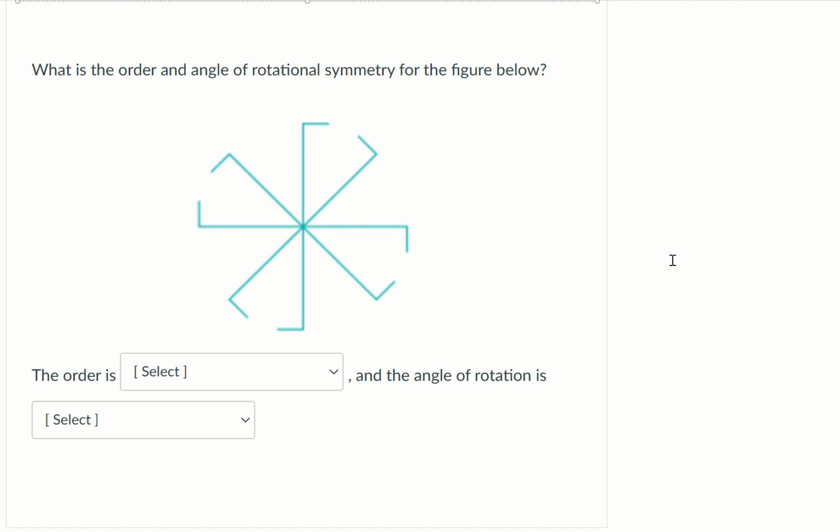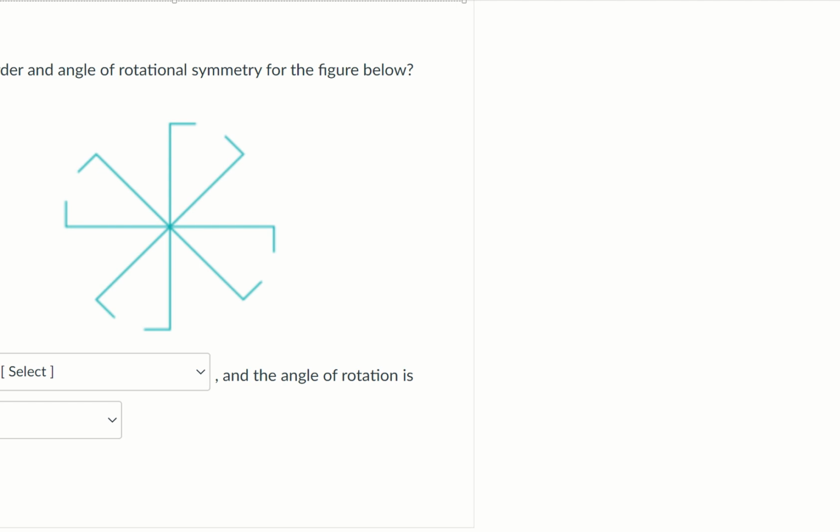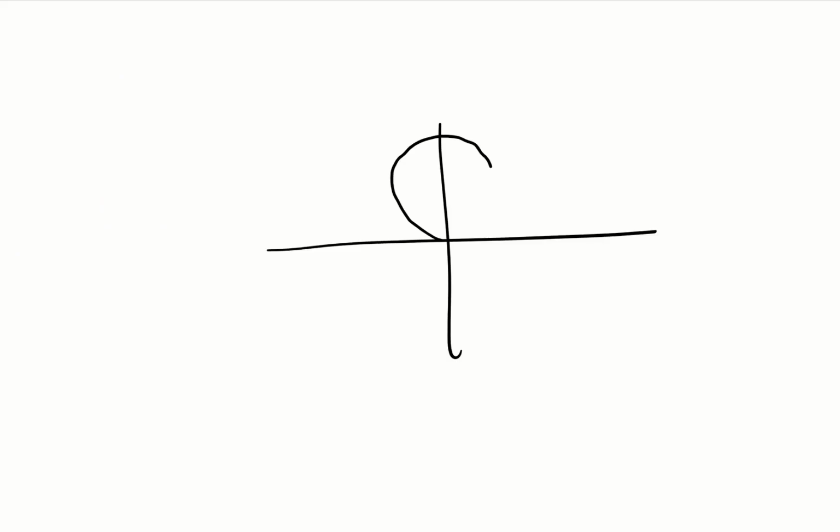All right, what is the order and angle of rotational symmetry for the figure below, if it even does have rotational symmetry? Rotational symmetry is when you take something and rotate it, and it matches up with another part of the image. For example, let's say I have this shape right here, and let's do this in blue. So I had something like that, a flower petal of some sort.